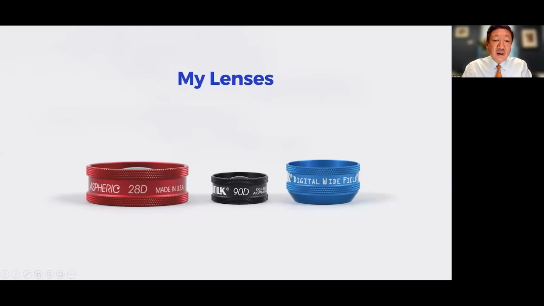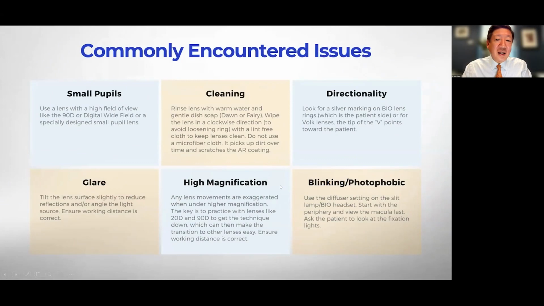The 28 diopter lens, as previously noted, gives a good balance between a wide field of view and the ability to see through smaller pupils. The 90 diopter lens similarly allows us to see through small pupils and gives a wide enough view of the posterior pole with significant magnification to look at macular lesions. And the digital wide field, when I want to look at very wide views, I can look at that as well. I also have a gonioscopy lens and other lenses for looking at the anterior segment when that's needed.